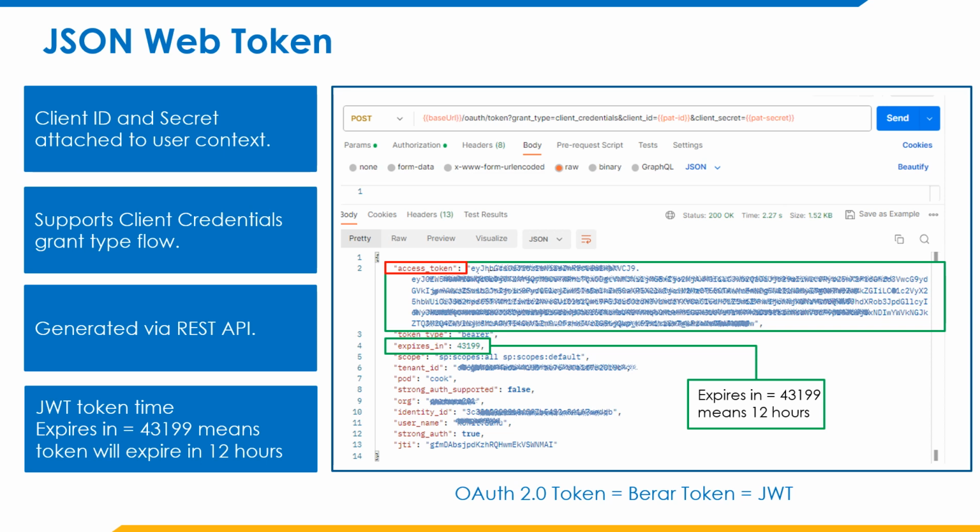In the case of JWT authentication, this comes in the form of a token. A JSON token consists of some parts: a header containing information about the type of token and the algorithm used to generate the signature, and a payload containing the claims made by the user, which can include client ID and client secret for maintaining information about the operation of a token. JSON Web Token supports client credential grant flows. JSON Web Tokens are generated with the help of REST APIs. A JWT access token generated with the help of REST APIs expires in 12 hours, meaning 43199 seconds.